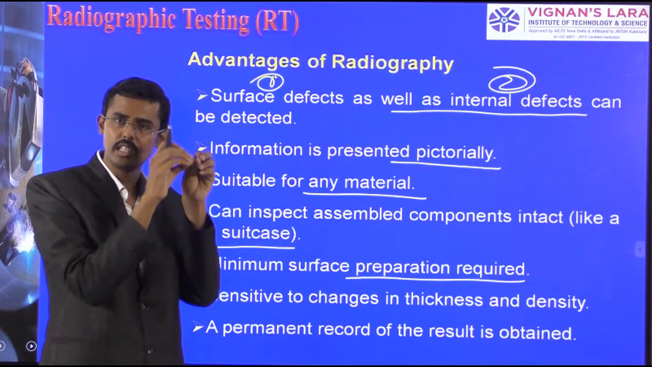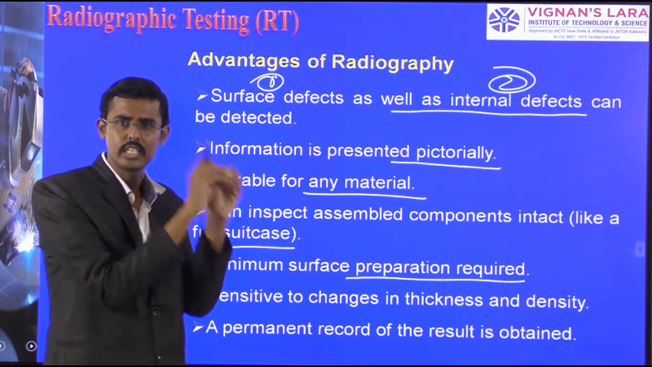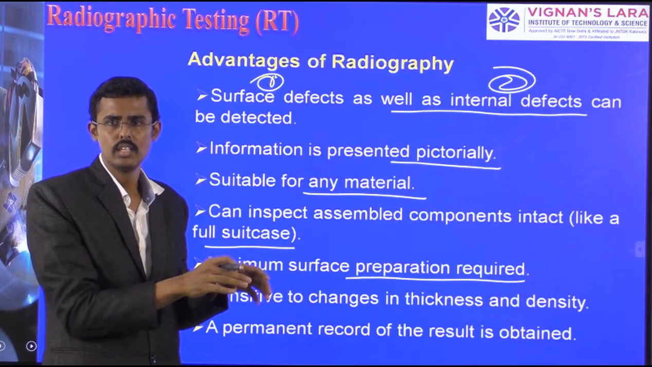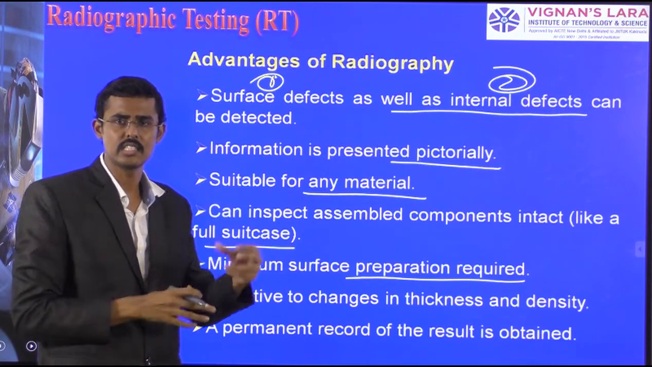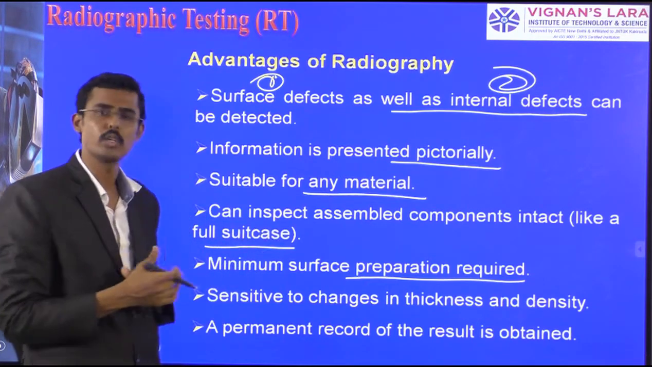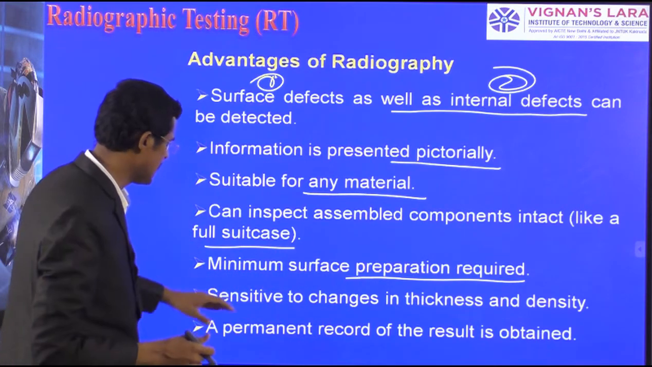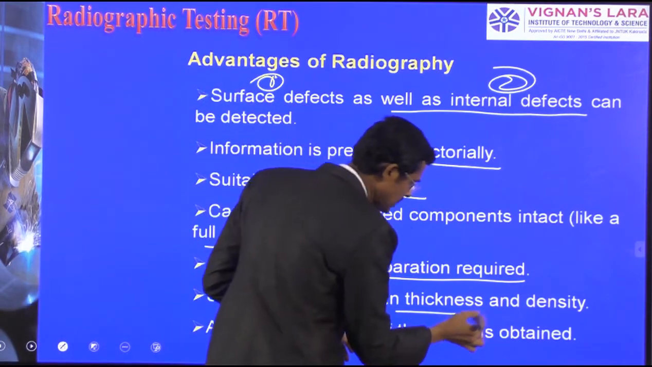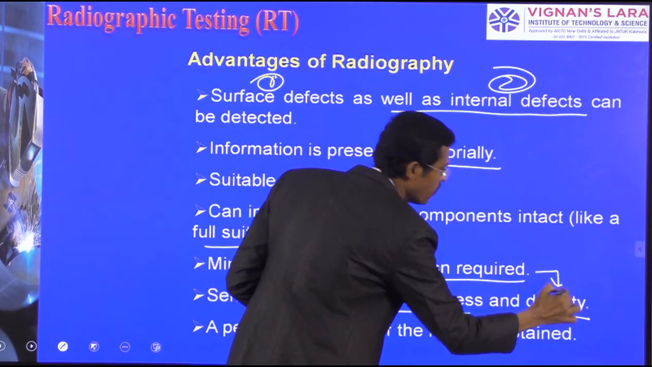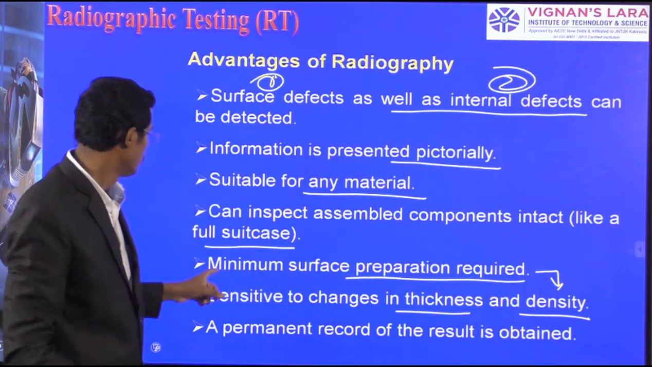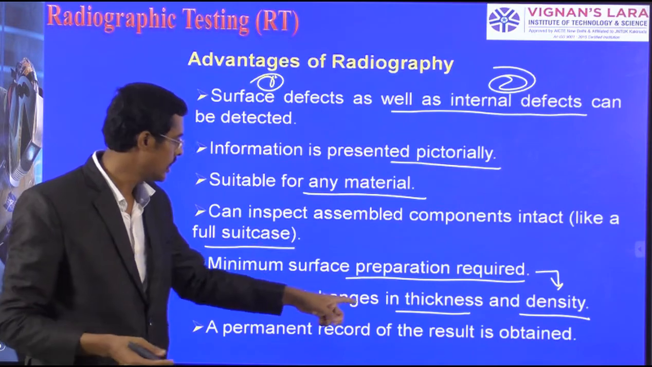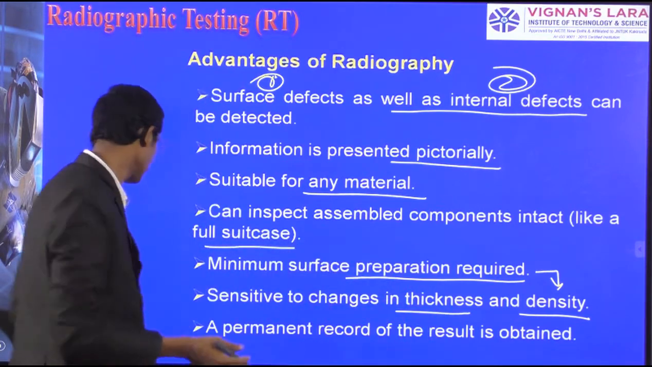We are going to bother whether there are slag inclusions, tungsten inclusions, porosity, a large thickness or less thickness, denser or not denser. That is all we are going to bother about. So that is why surface preparation is not required. It is sensitive to changes in thickness and density. So at this point only we bother; here we are not bothered. Minimum surface preparation we do not bother about, and thickness and density we do.